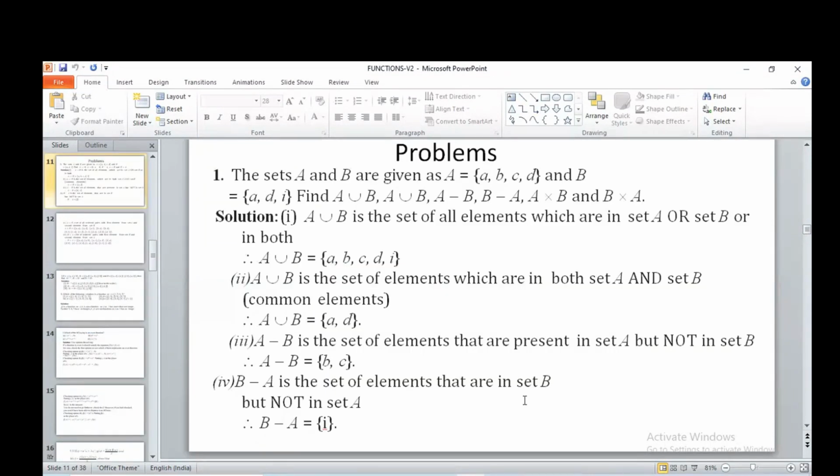Now we are moving to problems. The sets A and B are given as A equal to {a, b, c, d}, and B is equal to {a, d, i}. Find A union B, then A intersection B, then A minus B, B minus A, then A cross B and B cross A.